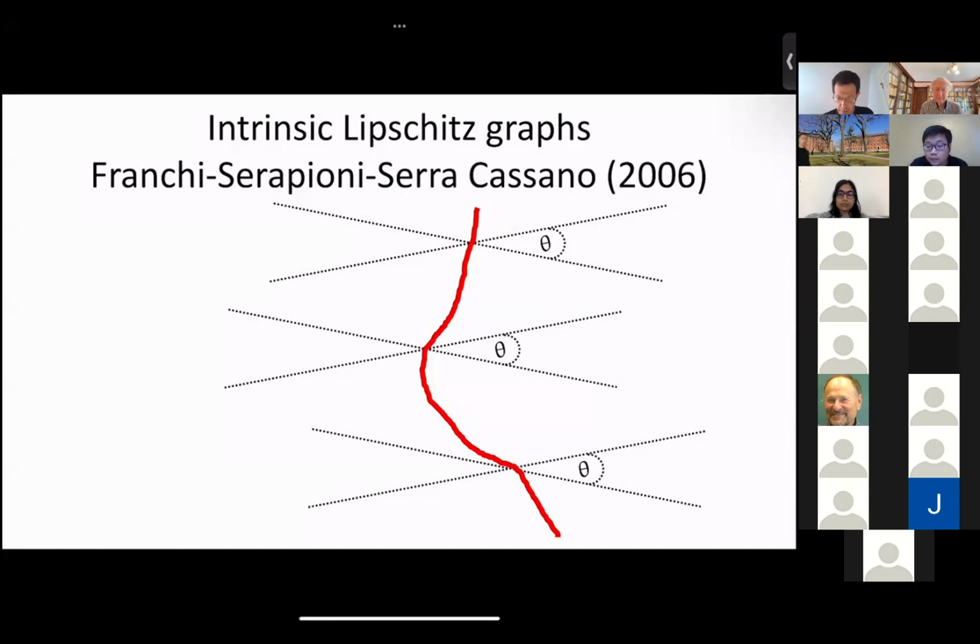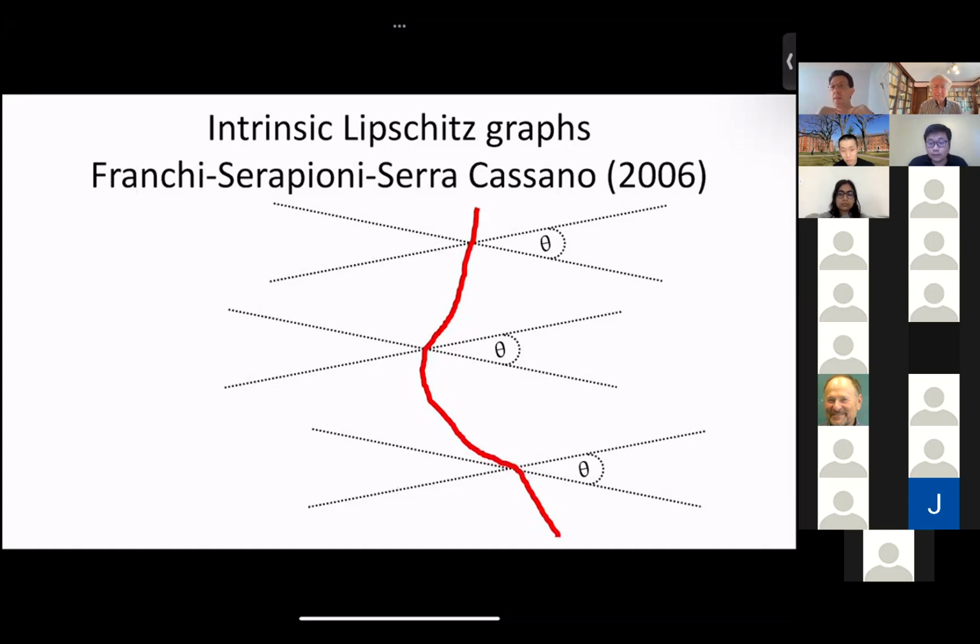So maybe now let's look at R3 in our room. Suppose I gave you a surface in R3, and I'm asking, is this a graph of a Lipschitz function? Okay, one nice exercise again for students. Here's one way to characterize being a graph of a Lipschitz function. I don't know, maybe many of you have seen this.